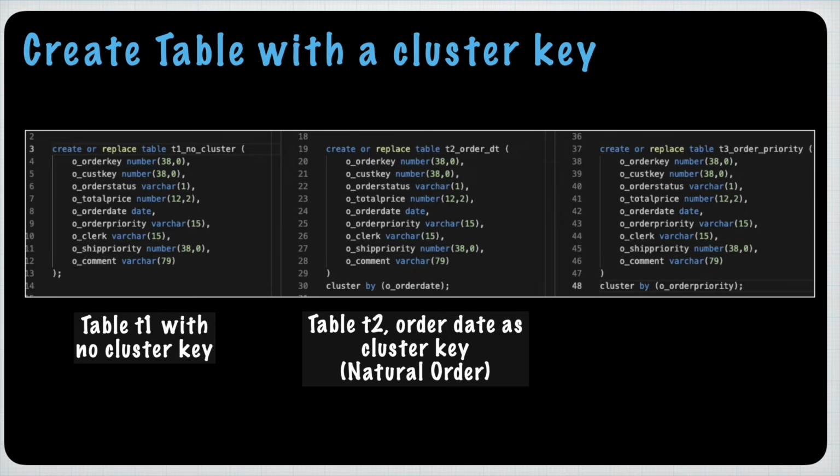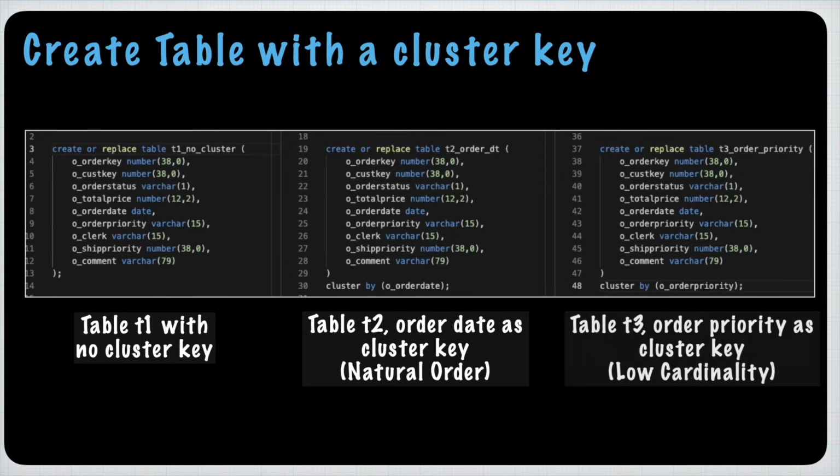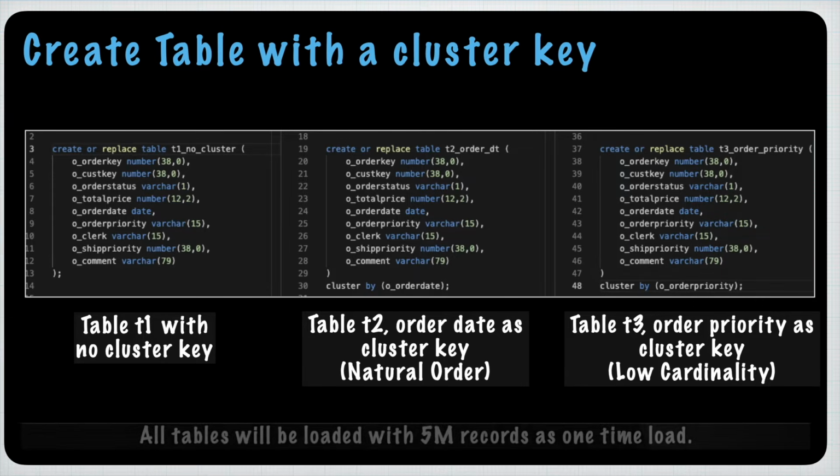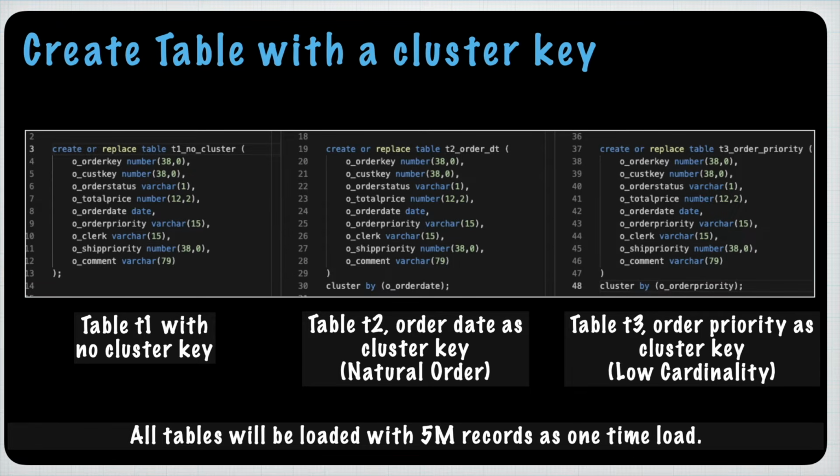The second table instance is clustered by order date, which is the most suitable field in this table for partition. And the third table is created with order priority, and there are just 5 different priorities in this table, and hence the cardinality is very low, which is a wrong selection of the cluster key. All the tables are populated with 5 million rows at one go. The total size of the data is around 3.5 GB for each table. All the tables have the same data set with exact row count.